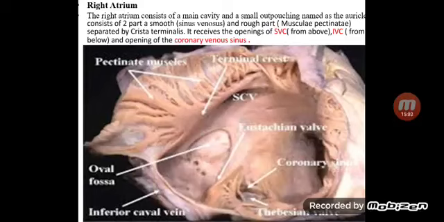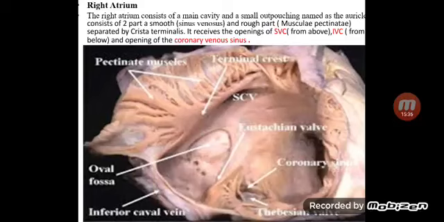One part is smooth, and it is named sinus venosus. The other part is rough, and it is named musculi pectinati. The smooth part is separated from the rough part by crista terminalis. So, two parts: smooth, sinus venosus, and rough, musculi pectinati, separated by crista terminalis.